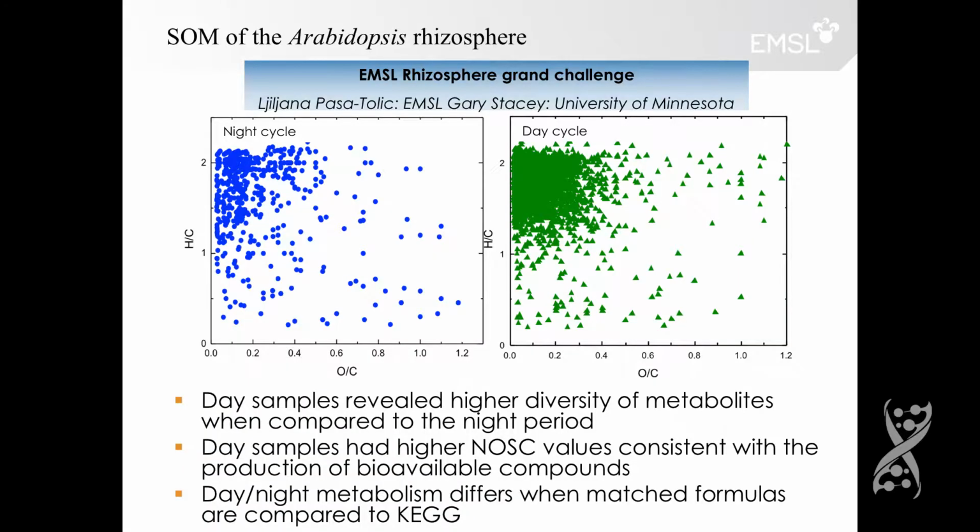And so just a demonstration of this, going back to the Arabidopsis rhizosphere Grand Challenge, we looked at the metabolite load in a night cycle and a day cycle from the Arabidopsis, and what you can see is a distinct difference in the number and the type of metabolites that we're getting out of these systems. When we start comparing these, we can start looking at the molecular formulas and then relate it back to either KEGG diagrams or some of the other metabolite data we have to try to figure out exactly what these peaks are.